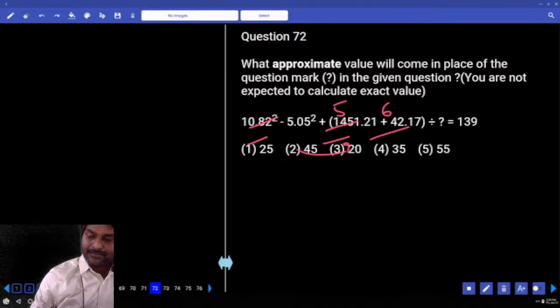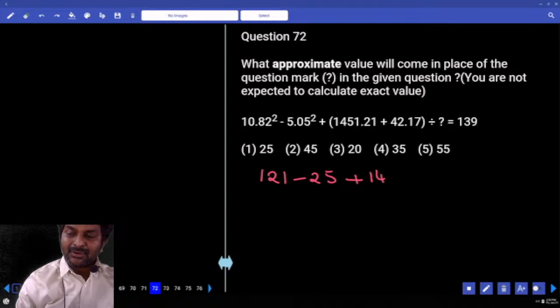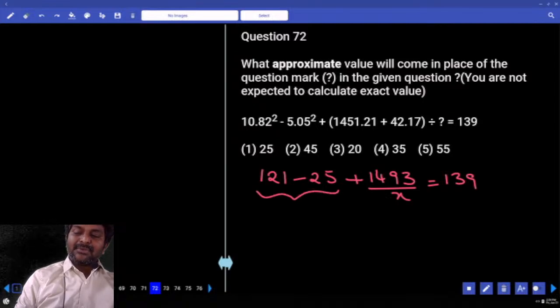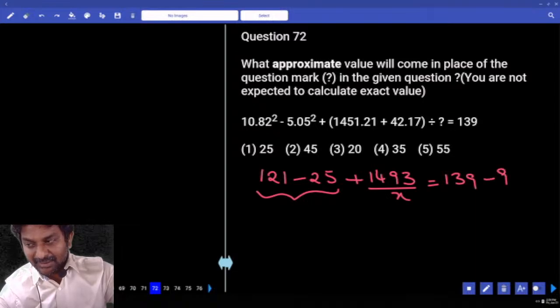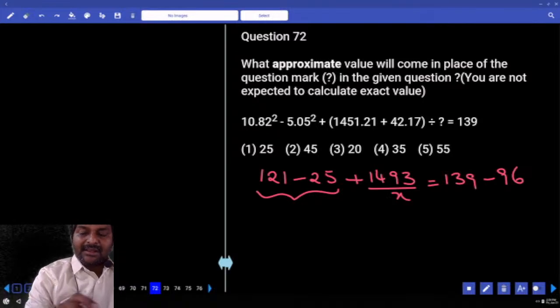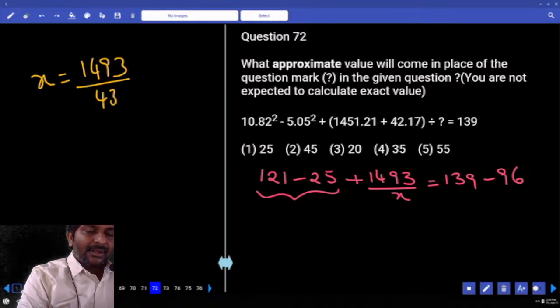Getting my point? 11 square, 121, minus 5 square, plus the sum of both the numbers is equal to 1493 divided by x is equal to 139. What is this number? 96. Plus 96 goes to the other side, becomes minus 96 only, which is equal to 43. Then the x value is equal to 1493 divided by 43. Is this clear?